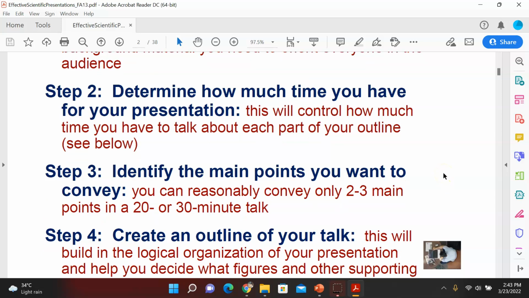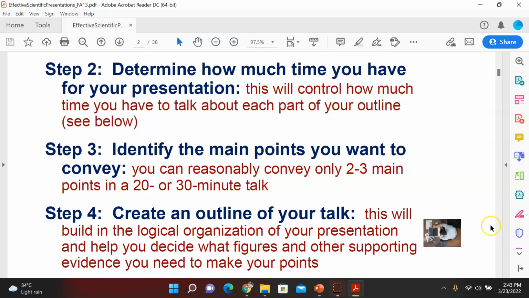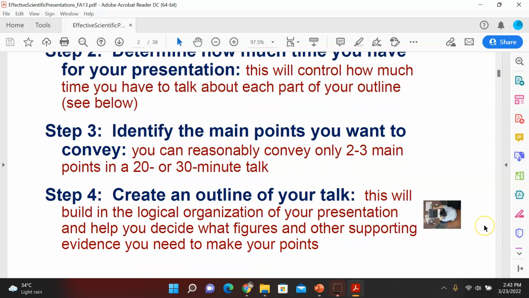Then you identify the main points. This is the thing that I always say: always try to imagine what is the take-home message that you want to give for each of your talks. There should not be too many, maybe two or three. Three is already quite many, but there should be a take-home message that sticks in the audience's mind. So you should always identify what you want to do.